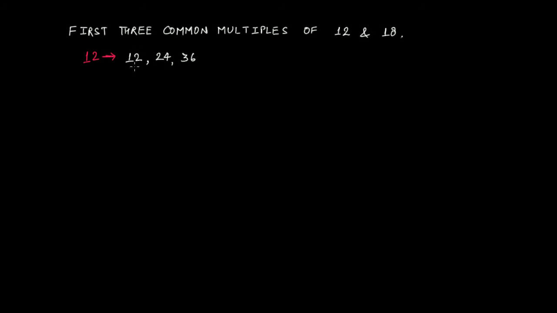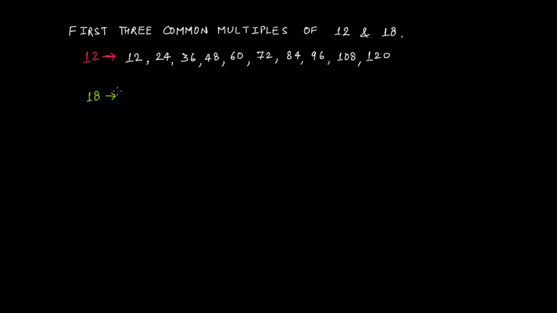So 12 times 1 is 12, 12 times 2 is 24, 12 times 3 is 36, 12 times 4 is 48, 12 times 5 is 60, 12 times 6 is 72, 12 times 7 is 84, 12 times 8 is 96, 12 times 9 is 108, and finally you have 120. These are the first 10 multiples of 12. Now write for 18.